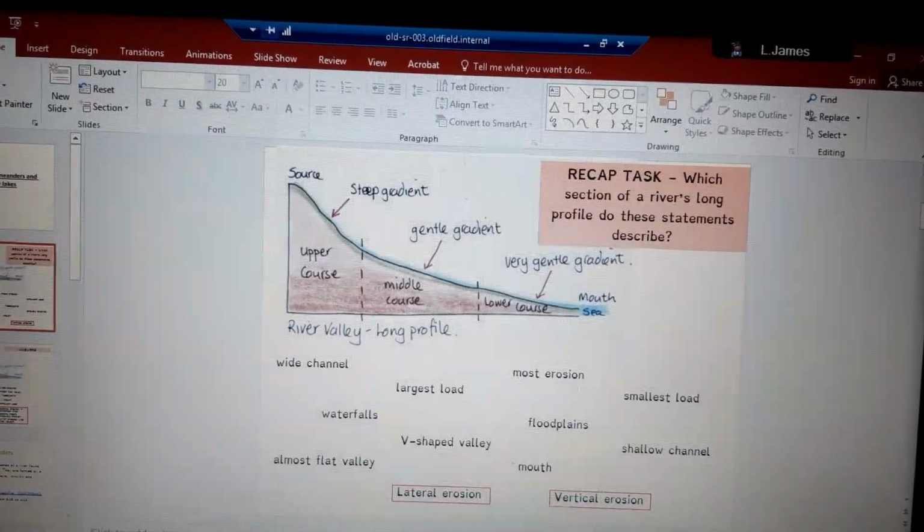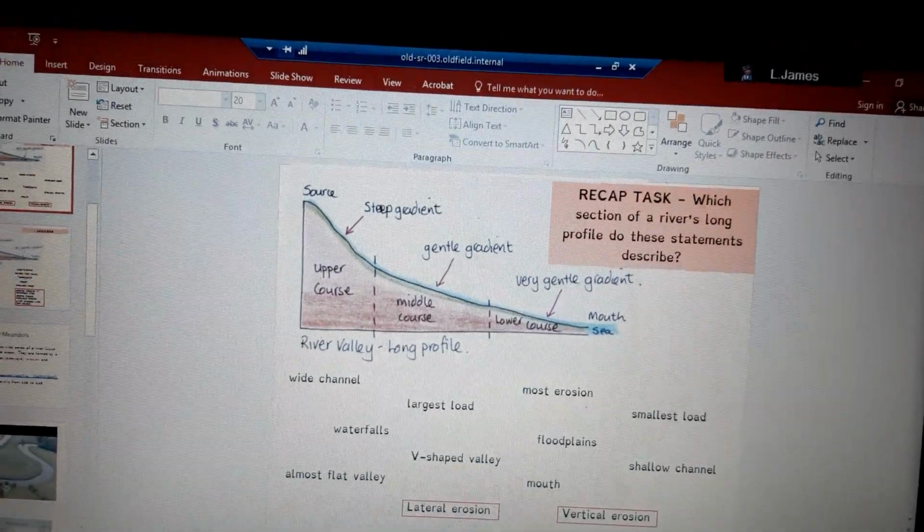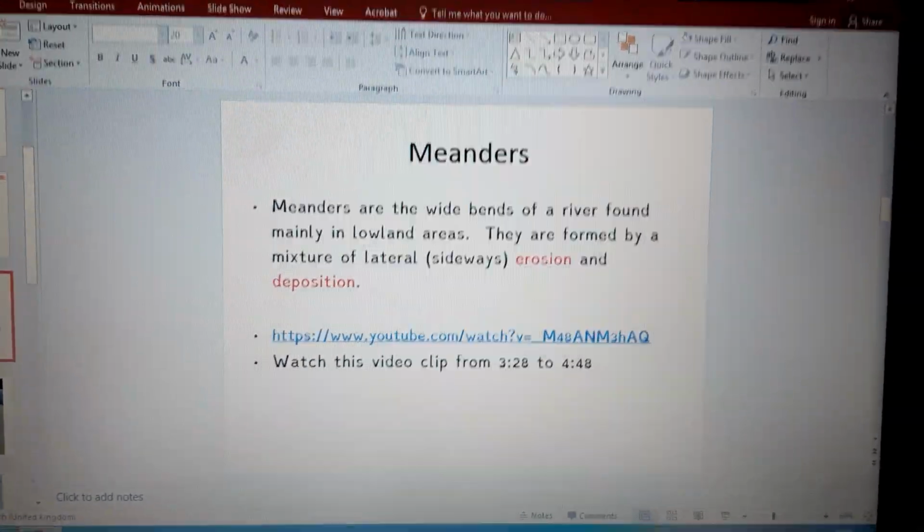I'm not going to show you that, but try and be strict with yourself. Don't show yourself the answers until you've done it. Then we're going to go into learning about meanders.